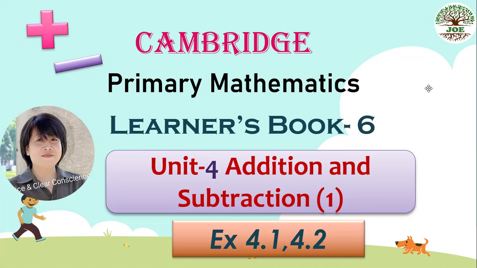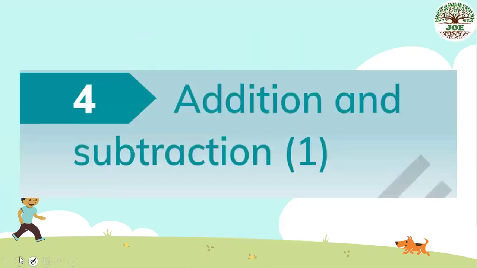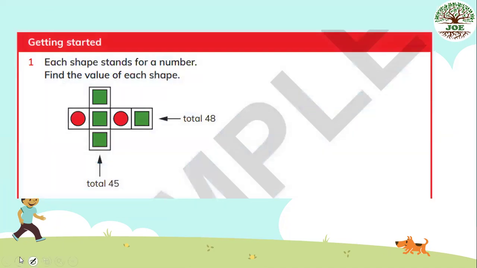This video is Cambridge Primary Mathematics Learner's Book 6, Unit 4, Addition and Subtraction 1, Exercise 4.1 and 4.2. This is Unit 4, Addition and Subtraction 1. Okay, getting started.